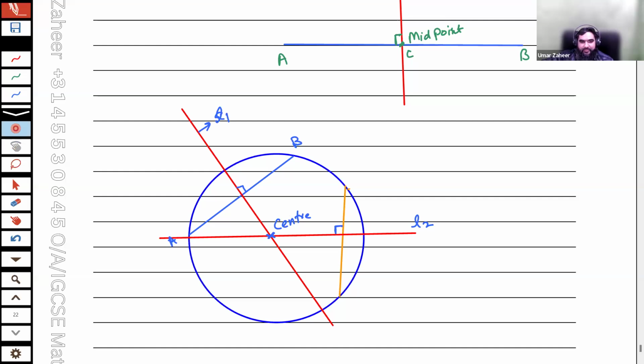Yes, sir. The theory is clear. Sir, there should be 2 lines. Yes, obviously. If this is a chord, this is a perpendicular bisector line. If this is another chord, this is another line. There can be two chords, three chords, four chords. If you need to find the center, you need at least two chords.